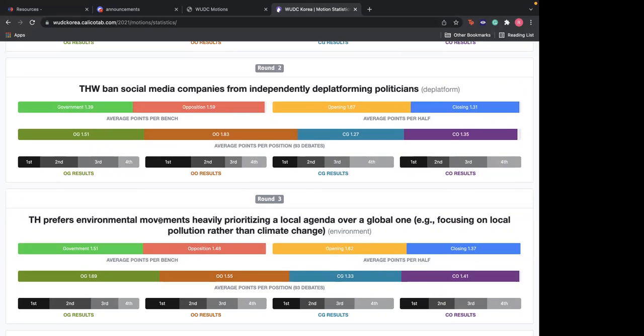However, on government's earth, environmental movements focus on local agendas and implementing these local agendas within communities. In opposition's earth, the same environmental movement exists. However, they're going to focus on global agenda and implementing those things across the world.